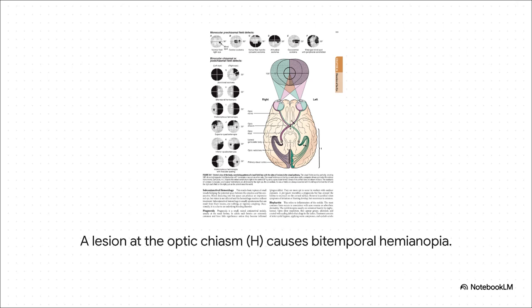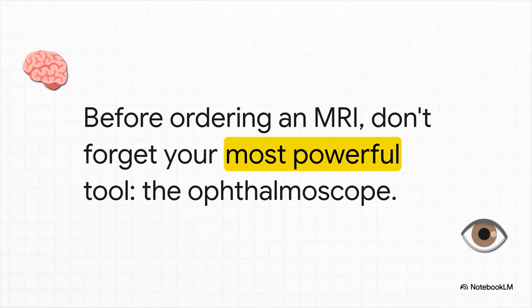Now check out pattern K, an inferior quadrantanopia. Follow those fibers back, and you land way deep in the parietal lobe. The patient's symptom is literally a pointer on this map. So that map is perfect for figuring out problems behind the eye. But what if the problem is right in the eye itself?